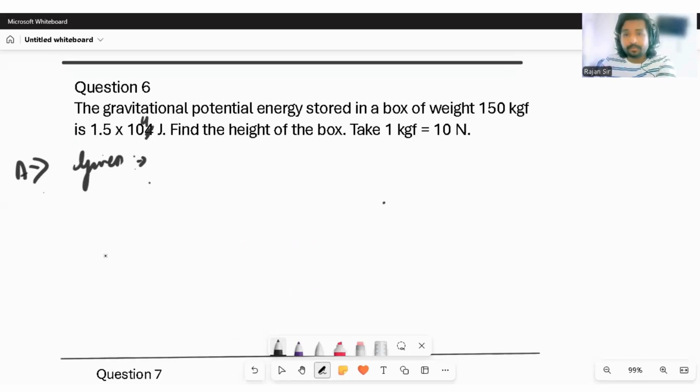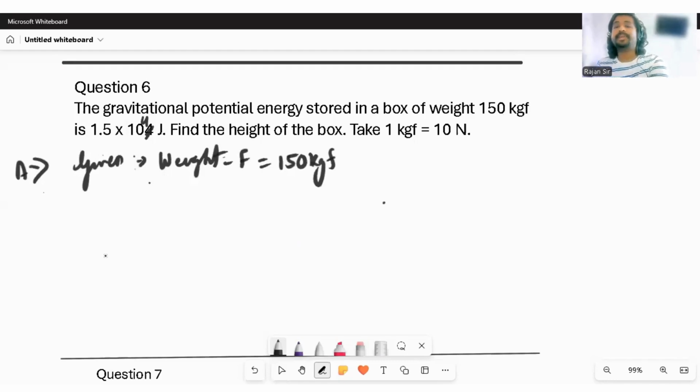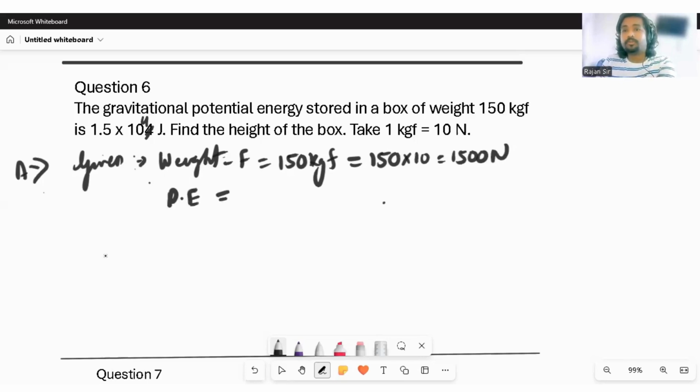The weight and mass are different. So weight is basically the force of gravity, which is 150 kgf. But 1 kgf is not in the standard unit, or you can say the SI unit. So we have to convert. We know that 1 kgf is 10 Newton. So we have 150 into 10, and that is 1500 Newton. Sorted. The gravitational potential energy is given to be 1.5 into 10 raised to 4 joule.